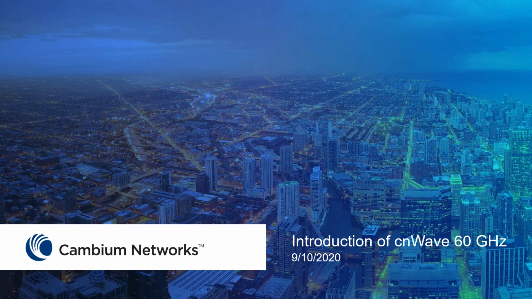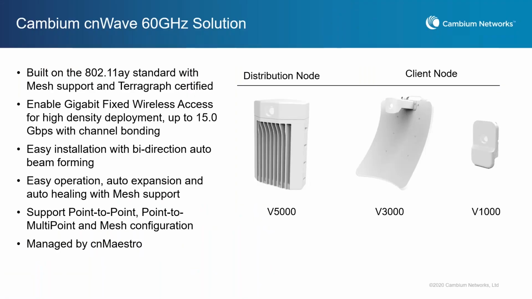So, the cnWave from Cambium. The product is based on the 11ay standard. We also have mesh support there. The product is Telegraph certified. We have 3 platforms, introducing the distribution node, which forms the distribution mesh layer and also acts as an access point. We have 2 different client nodes. One is the V3000, a high gain antenna model for longer range. The other one is the V1000, a mid gain model for mid range.